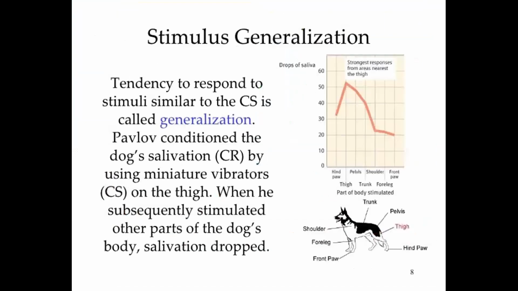The term stimulus generalization: the tendency to respond to stimuli similar to the conditioned stimulus is called generalization. Pavlov conditioned the dog's salivation by using a miniature vibrator on the thigh. When he subsequently stimulated other parts of the dog's body, salivation dropped. In the graph, there is shown a response from the area nearest the thigh. When the miniature vibrator is used on the thigh, there is a maximum response seen.